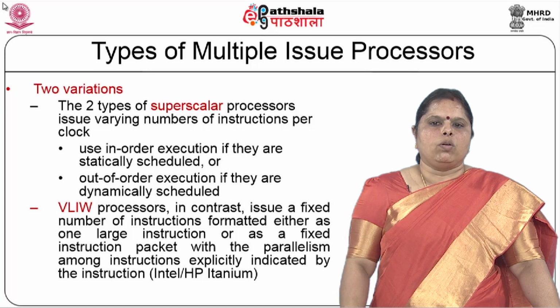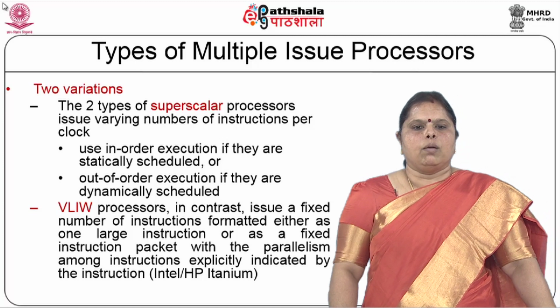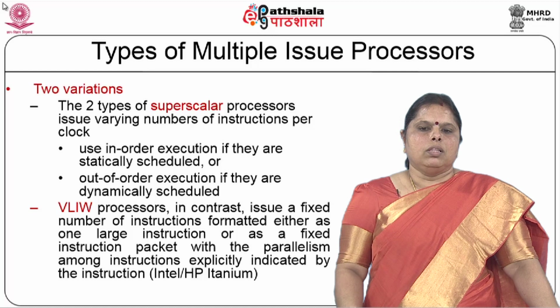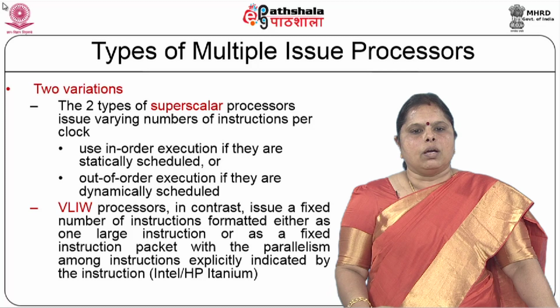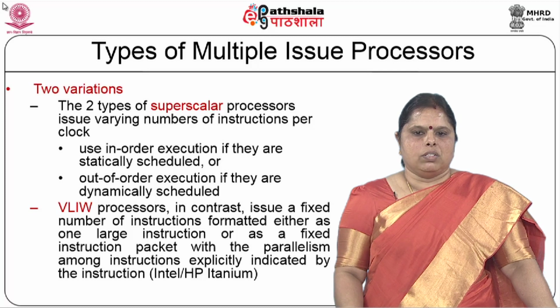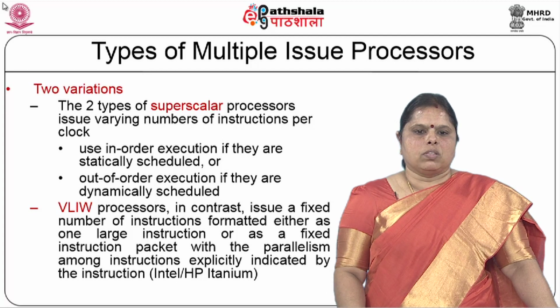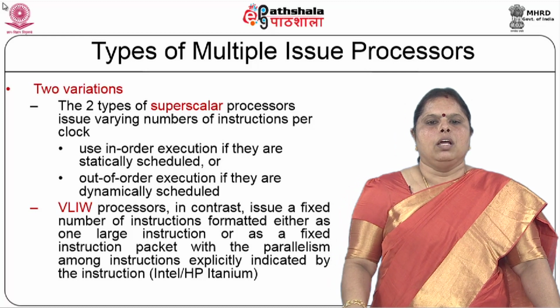The second flavor of multiple issue processors is a VLIW processor, where VLIW stands for very long instruction word. What the compiler tries to do is form a packet of instructions by combining a number of instructions which are independent of each other, and this packet is issued to the processor, where the compiler takes the onus of finding all the independent instructions and grouping them into packets. We will discuss more about the VLIW processors in our next module.